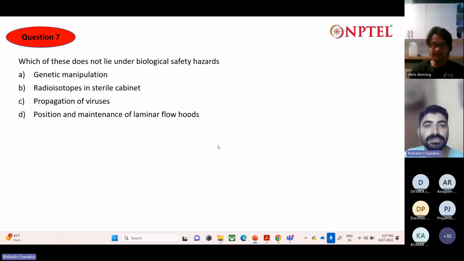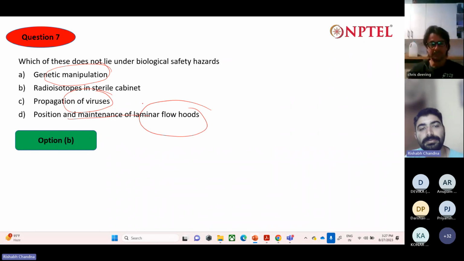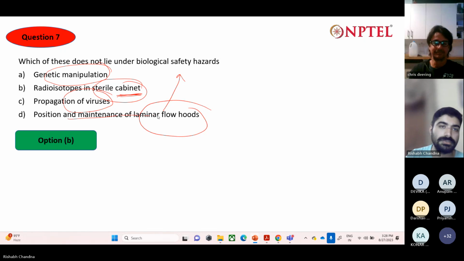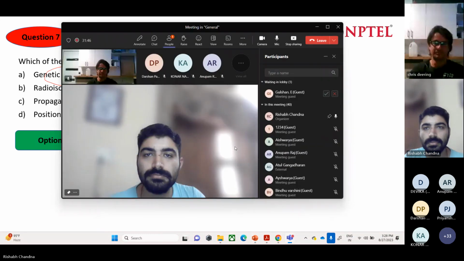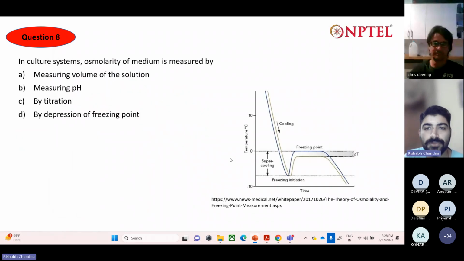The correct answer is option B, because biological safety hazards include genetic manipulation, propagation of viruses, as well as the laminar flow hoods we use for doing all the cultures, whether plant, animal, or bacterial cell culture. The radioisotopes come under chemical hazards, not biological safety hazards, so they are excluded from this list. Does anybody have any doubt? If not, we'll move on to the next question.